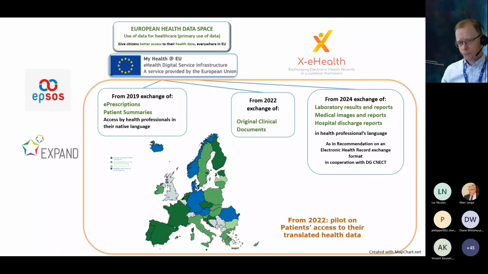E-prescriptions and patient summaries are normally translated using code systems. So the same code has multiple designations in different languages, and that's why it's possible to translate the key data on every e-prescription and every patient summary. Plus, of course, there could be some narrative data in addition to that coded data. Original clinical documents are PDF only, but even that PDF is very useful in some cases.